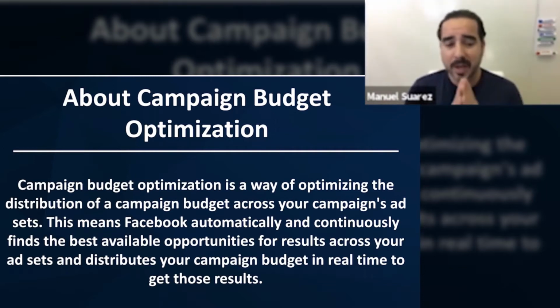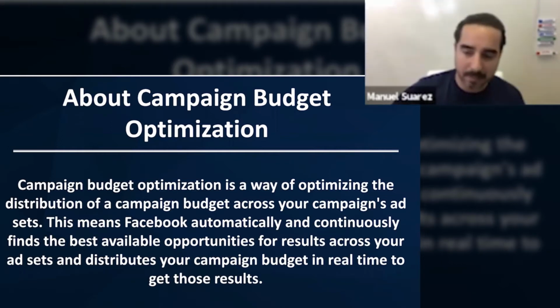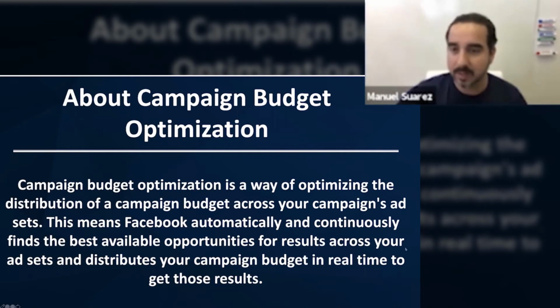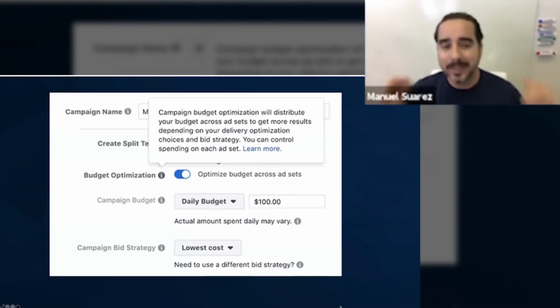Ad sets. This means Facebook automatically and continuously finds the best available opportunities for results across your ad sets and distributes your campaign budget in real time to get those results. You got it. They are going to help you find winning audiences. All you got to do is plug them in and they will help you.